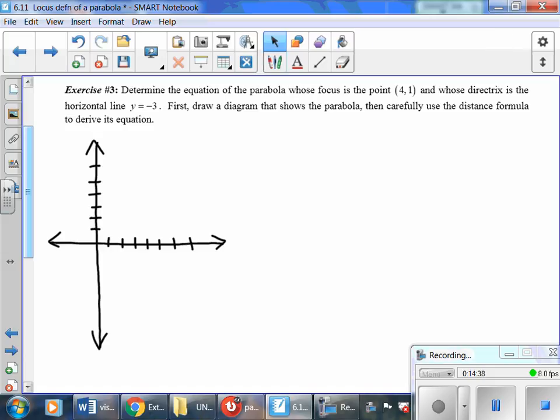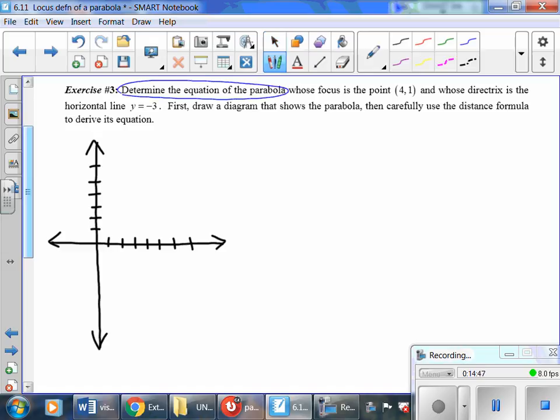All right, so it tells us here, determine the equation of the parabola whose focus is the point 4, 1. 1, 2, 3, 4, 1. So this is my focus 4, 1. And whose directrix is the horizontal line y equals -3. Okay, 1, 2, 3. So y equals negative 3 is going to be this line down here.